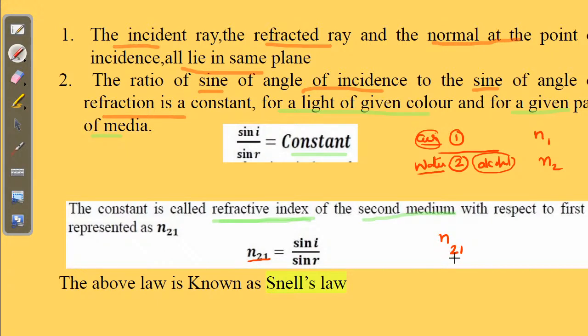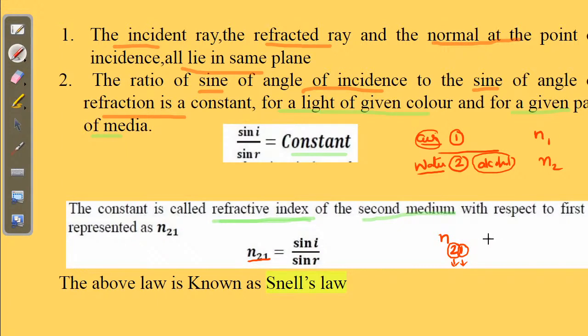Okay, this is what you have to remember. Sorry, the first subscript represents the second medium and the second subscript represents the first medium. That simply means the number 2 always represents your refracting angle medium and 1 always represents your incident angle medium. The medium in which you mark the incident angle is given by the subscript 1, and the medium in which you mark the angle of refraction is represented by the subscript 2.